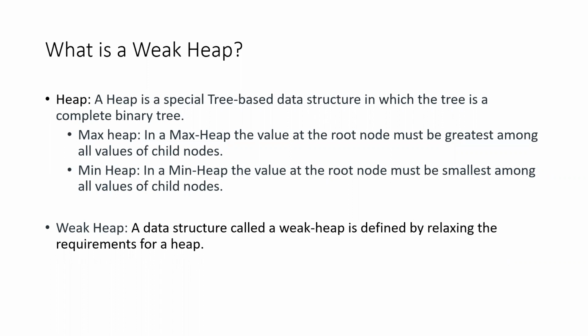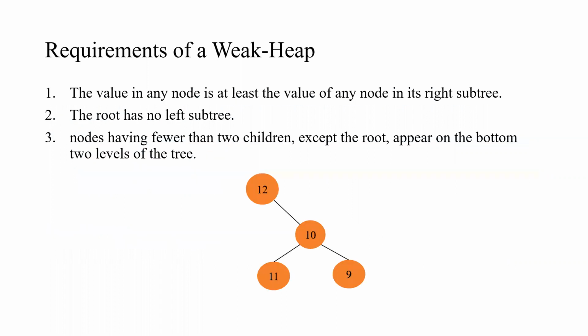So, a weak heap is defined by relaxing the requirements of a heap. So, let's see the requirements here. The value in any node is at least the value of any node in its right subtree. The root has no left subtree. Nodes having fewer than two children, except the root, appear on the bottom two levels of the tree.